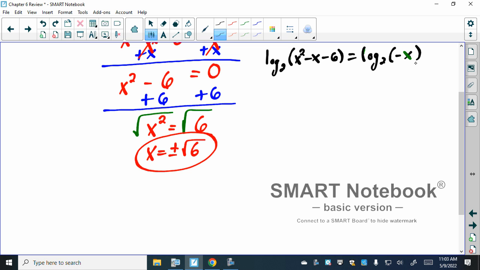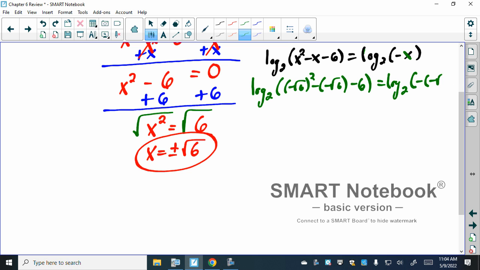But we do need to make sure to see which one works and which one doesn't. Which one do we think, out of the positive square root of 6 and negative square root of 6, would not work? Negative. So if I check it, log base 2 of negative square root of 6 squared minus negative square root of 6 minus 6 is equal to log base 2 of negative square root of 6.